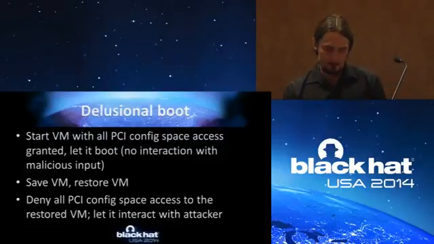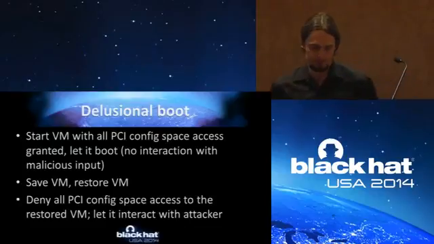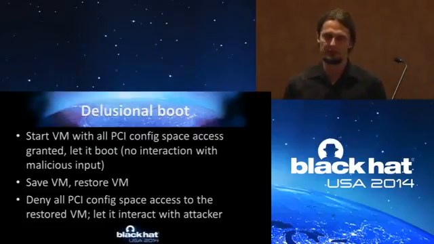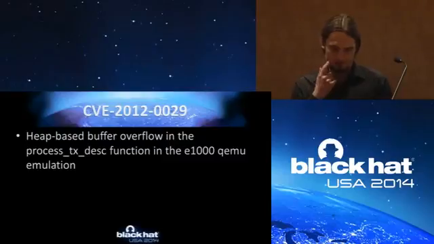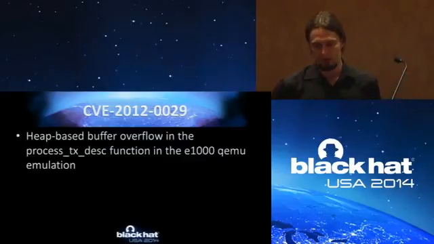So then, after you change the config, you can restore the VM with a more restricted config, and then you expose it to the malicious input. And again, the gain is that some piece of functionality has been removed, again with no bad effects. So again, it's pretty useful. Another one, a heap-based buffer overflow in the code responsible for emulation of the network card, E1000 in QEMU.